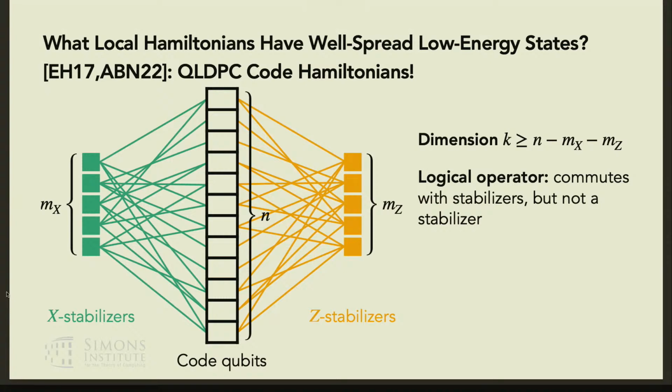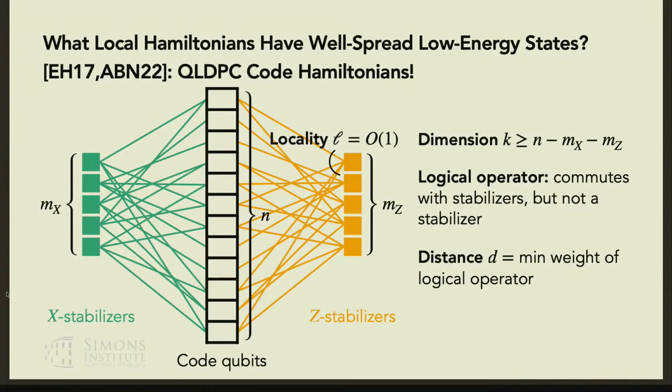When I say a logical operator, I just mean some Pauli operator that commutes with all the stabilizers but is not itself a stabilizer. So for instance, we could check that the tensor product of these two Pauli Z's is a logical operator. These are the undetectable errors. They're the Pauli operators that, if they occur as an error, commute with all the stabilizers, so none of the stabilizer measurements will detect this error, but it's not itself a stabilizer, so it is imposing some error on the code state. Naturally, we define the distance of the code to be the minimum weight of a logical operator, the minimum weight of an undetectable error. Finally, the locality of this code is simply the degree of this graph. It's the maximum weight of any of the stabilizer generators.